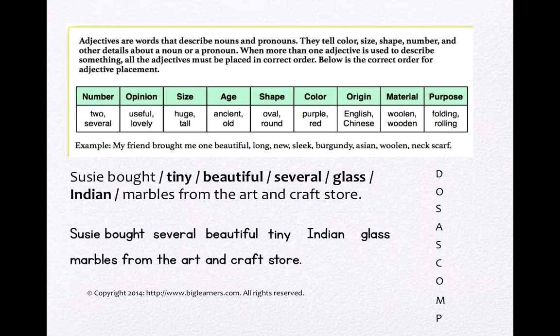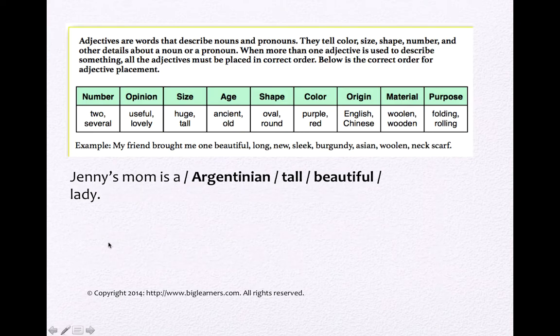Let's try one last one. Here's another sentence. Jenny's mom is a lady. All right, Jenny's mom is a lady. And we're going to try to put these adjectives in the correct order. Again, D for determiner, opinion, size, age, shape, color, origin, material, purpose. DOSA SCUMP. Let's see. Jenny's mom is a lady.